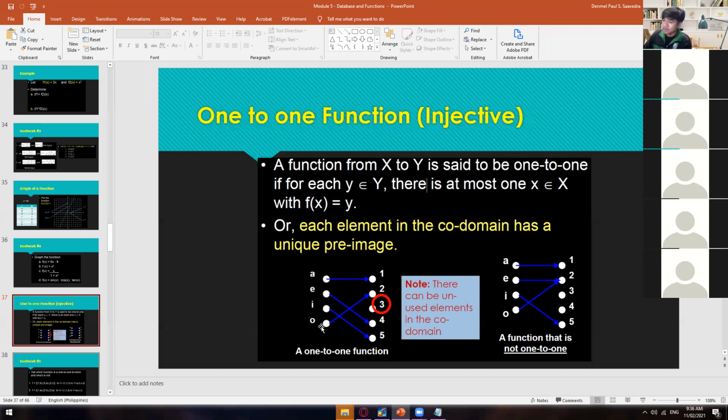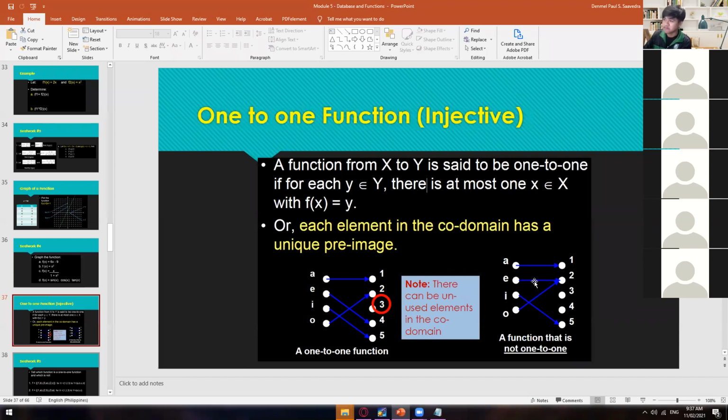What's important here is that all of your domain elements must have a partner for you to be able to see that it's a one-to-one function, and then all of them should only have one partner. Nevertheless, for the codomain or range, it doesn't matter if there's one that doesn't have a partner. There can be unused elements in the codomain. That's okay. This one is still a one-to-one function. What we're worried about is the domain. And as you can see right here, this one is not a one-to-one function anymore, since we have two x for one y. In a one-to-one function, one x is only followed by one y, wherein in here we have 2 x followed by 1 y. That is why this one is not a one-to-one function. This one is a valid function, but not a one-to-one function.